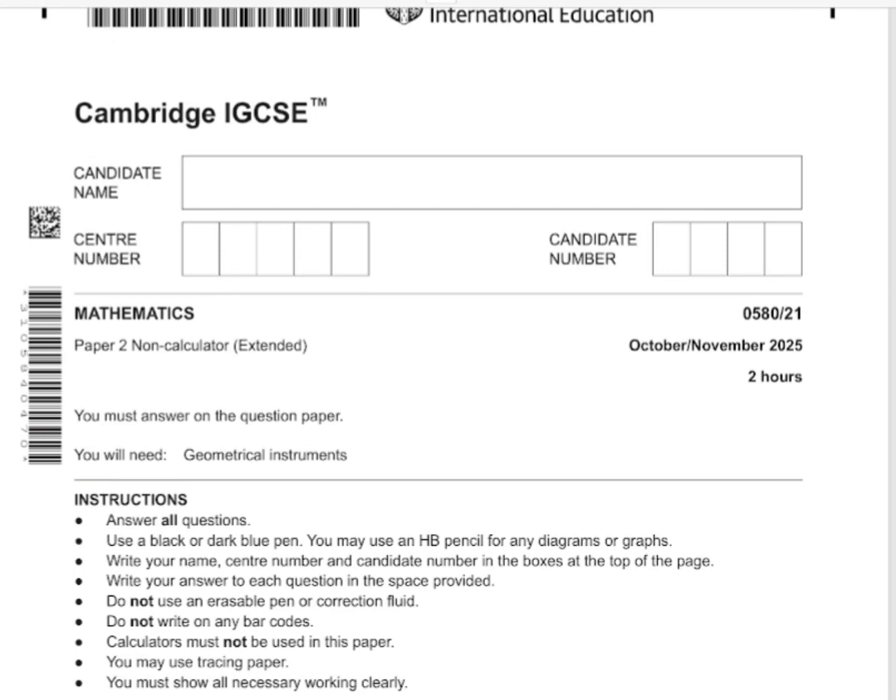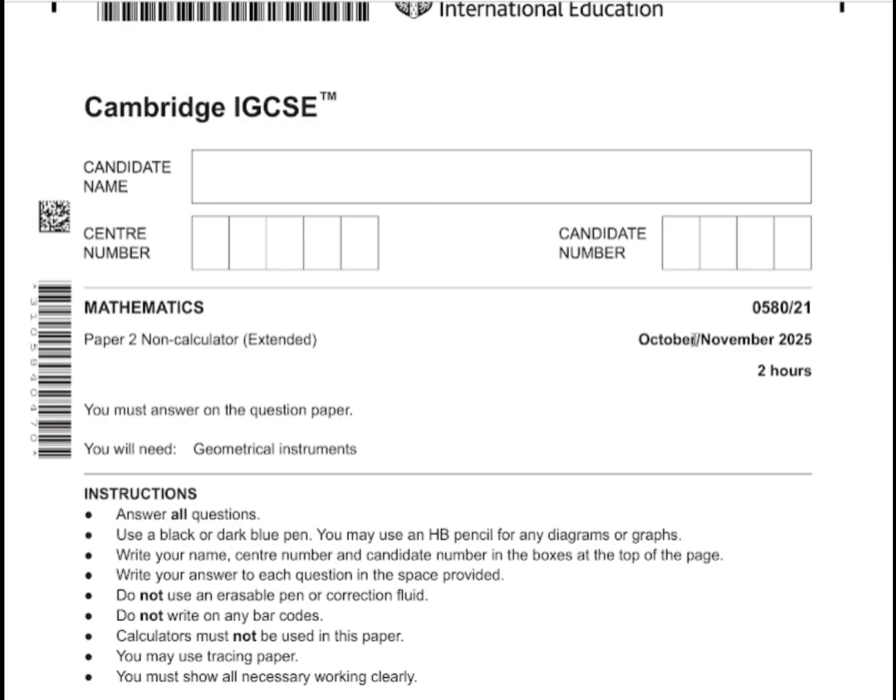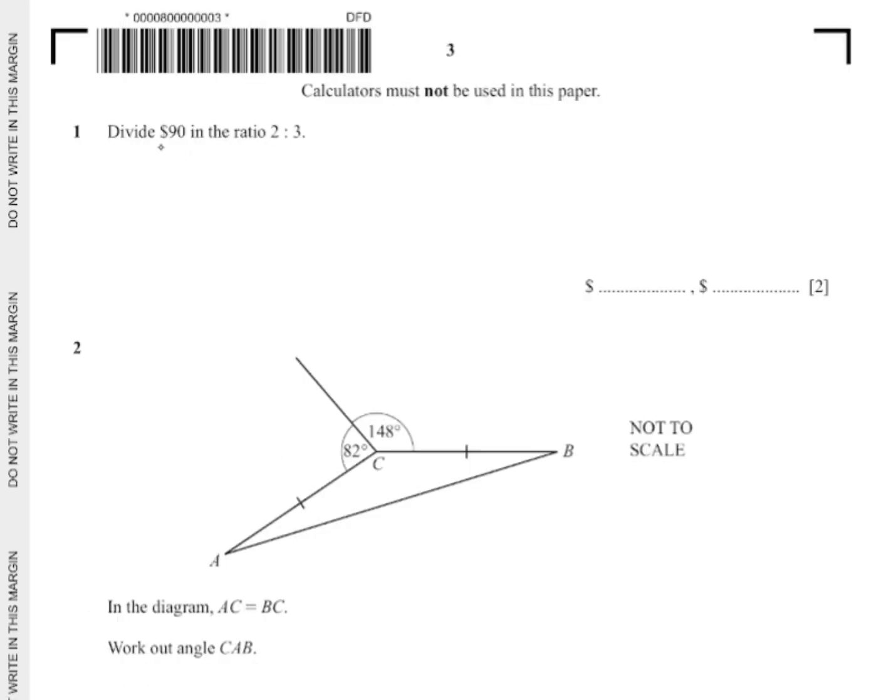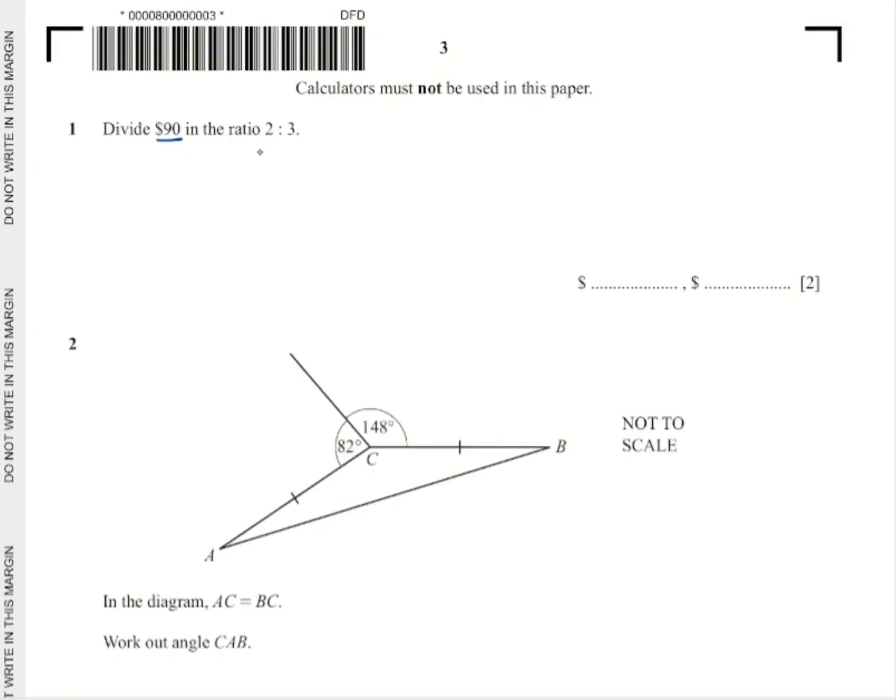Today we'll be doing Cambridge IGCSE Mathematics 0580, paper 2, October-November 2025. You can see that paper 2 is a non-calculator paper and the time is 2 hours. Let's get started. So question 1, divide 90 in the ratio 2 to 3.